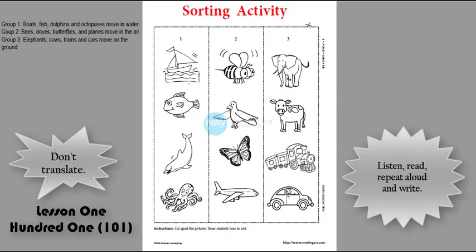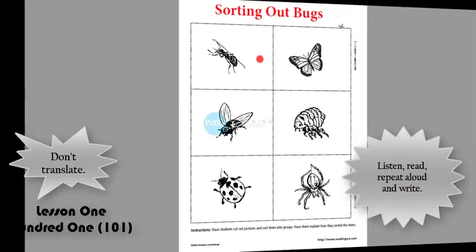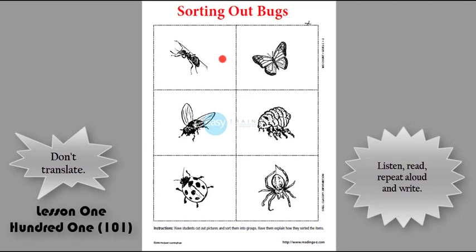Well, now we are turning to activity 2. This is activity 2. In this activity, we have 6 different bags, 6 different insects. An ant, a butterfly, a flea, a fly, a ladybug, and a spider. The activity consists in sorting out these bags, in classifying these bags into kinds, into categories, into groups.